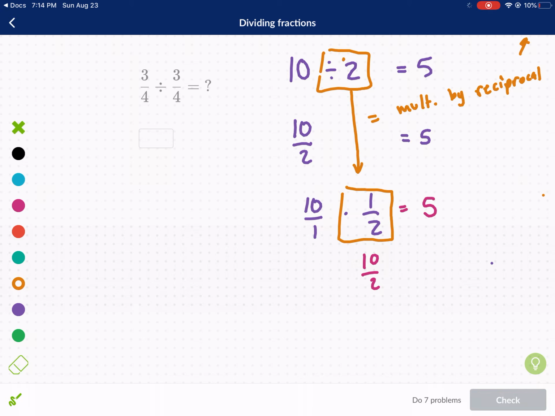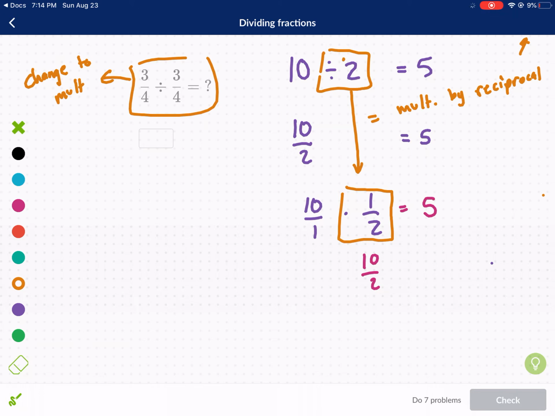Multiply by the reciprocal, okay? We're going to apply that principle here. So anytime we have division with fractions, we want to change to multiplication. Change to multiplication.